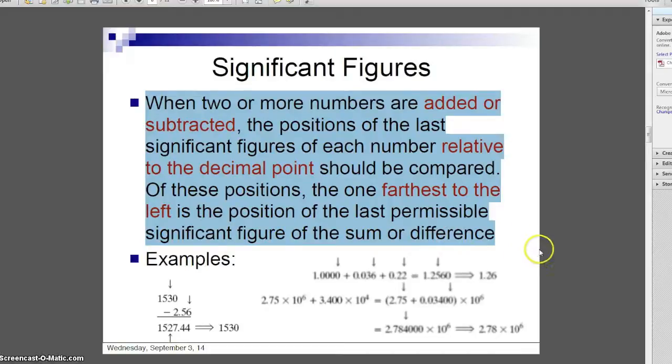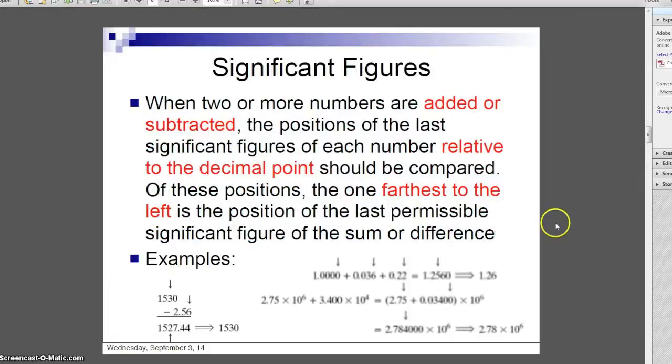I don't know how to explain this, so let's explain it through the example. Let's use the first example. So 1.0000 plus 0.036 plus 0.22. So in the end, the answer is 1.2560.